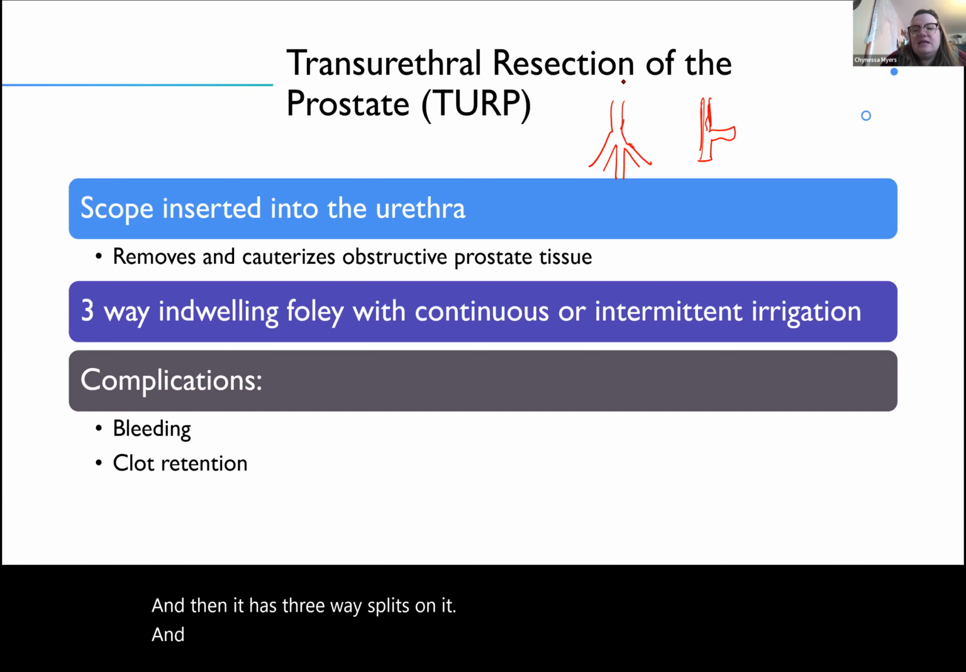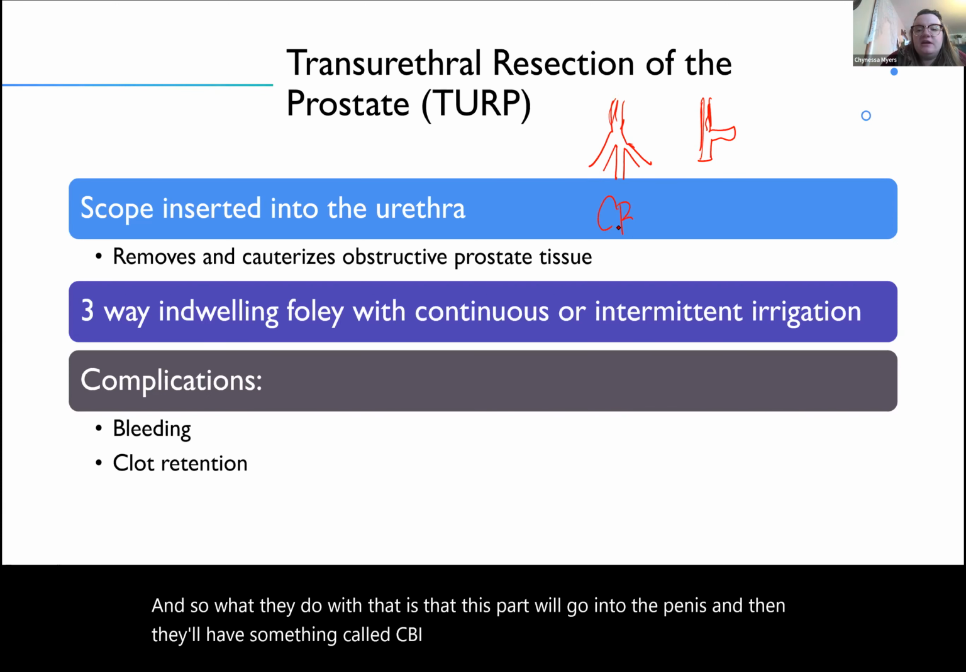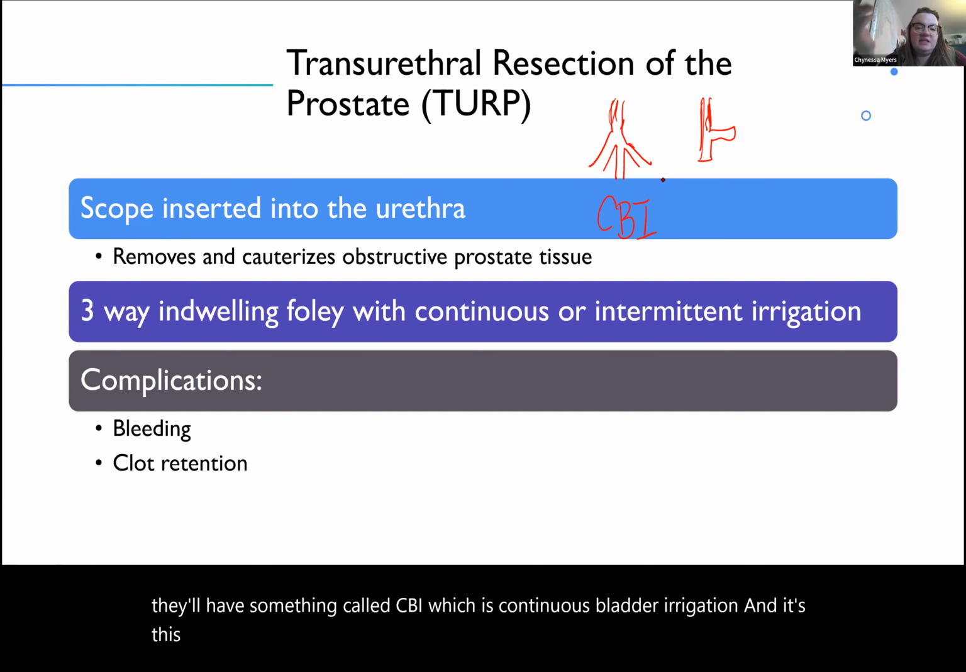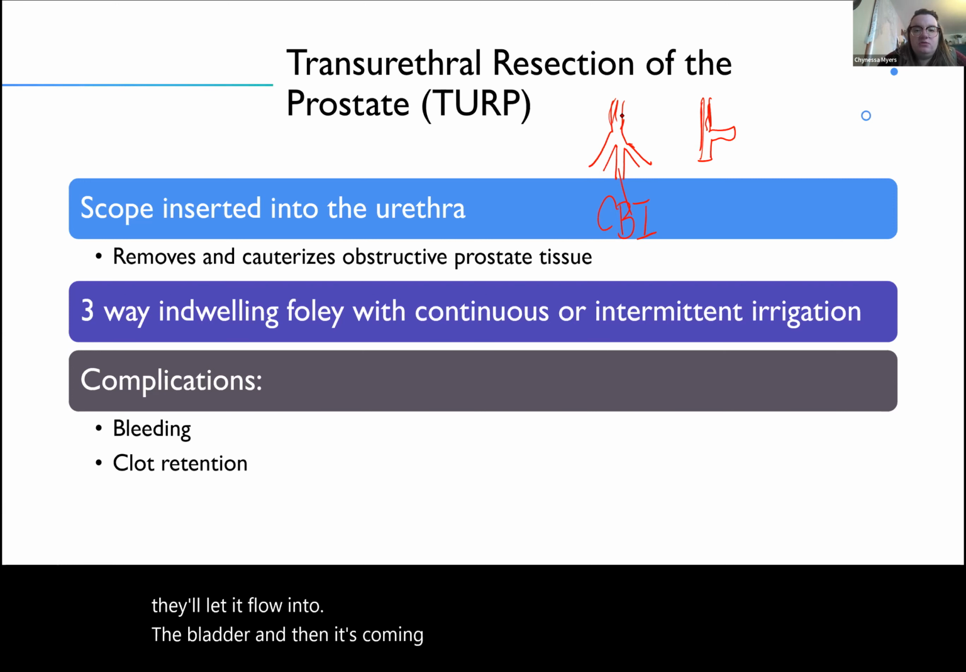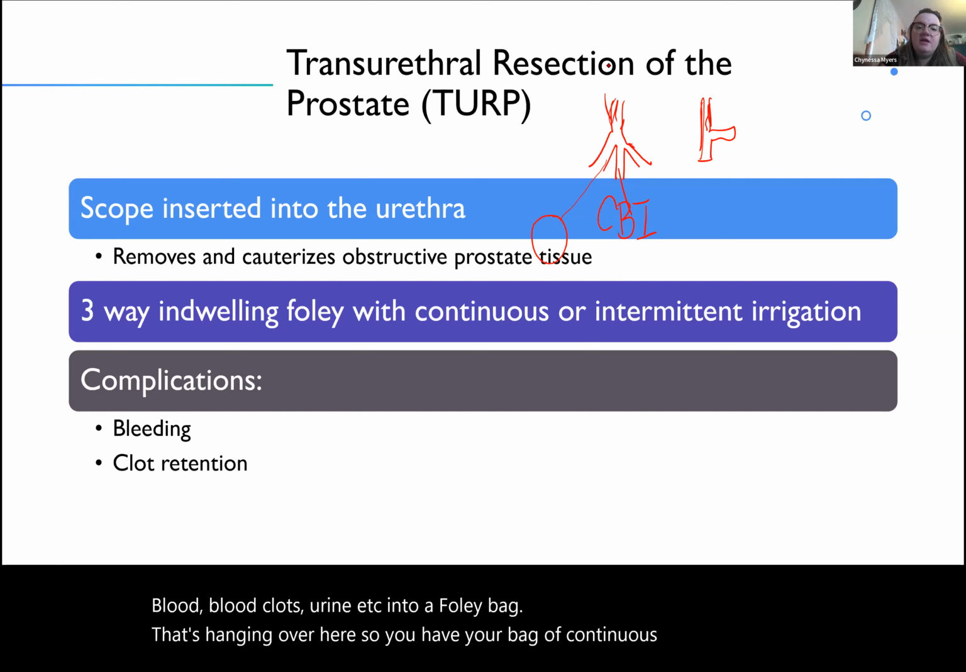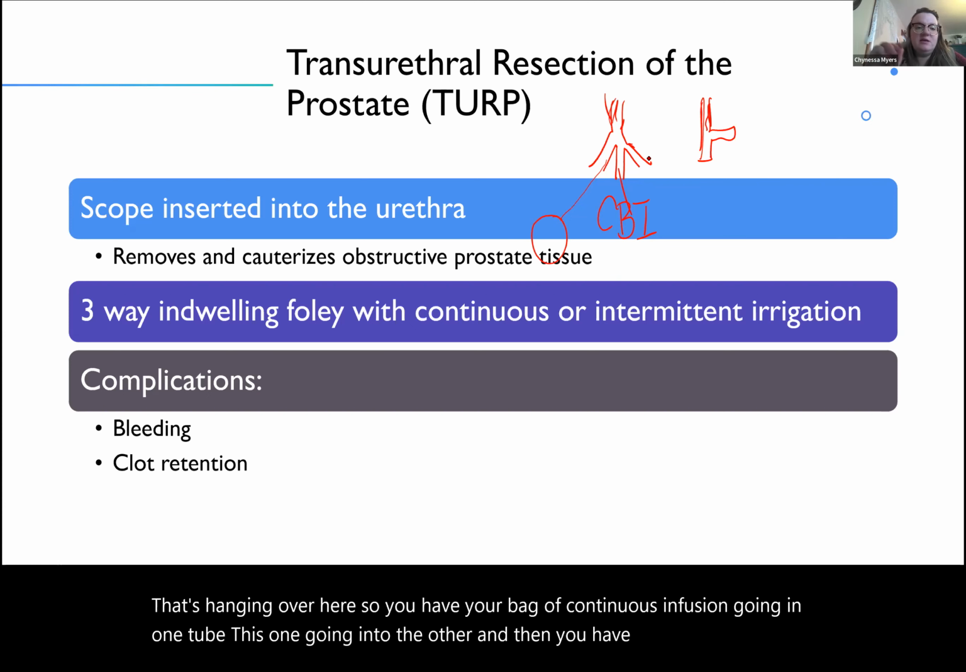And so what they do with that is that this part will go into the penis, and then they'll have something called CBI, which is continuous bladder irrigation. And it's this big bag of saline. It's probably got 5,000 mLs in it, and they'll hang it and they'll let it flow into the bladder, and then it's coming out with blood clots, urine, etc., into a Foley bag that's hanging over here. So you have your bag of continuous infusion going in one tube, this one going into the other, and then you have your spare for samples, irrigation, etc., if things are happening.